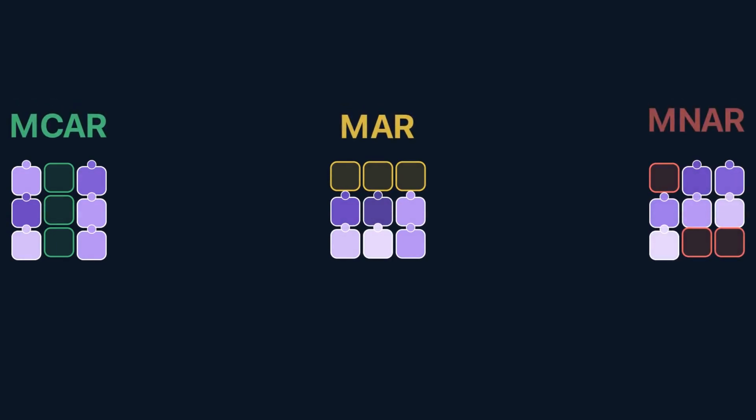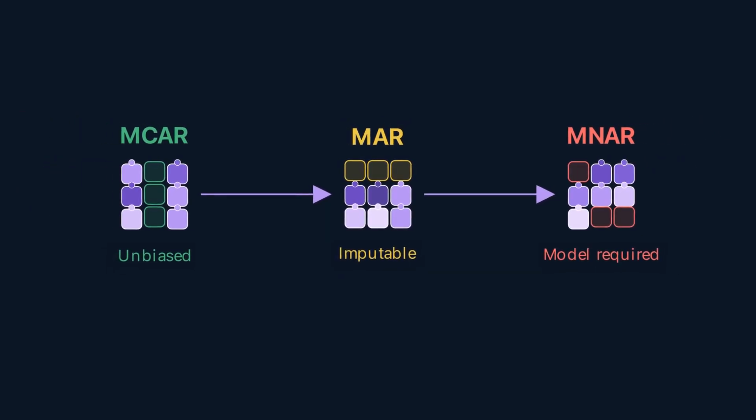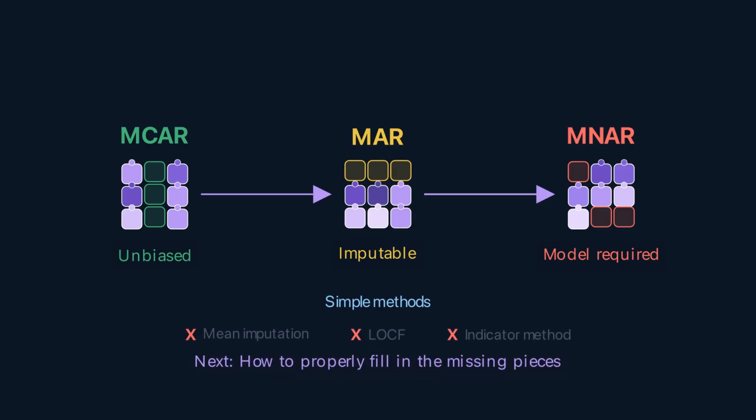MCAR, complete cases are unbiased but wasteful. MAR, imputation works if you use the right predictors. MNAR requires explicit modeling of why values are missing. Simple methods, mean imputation, LOCF, indicators, are almost always wrong. Next, how to properly fill in the missing pieces.